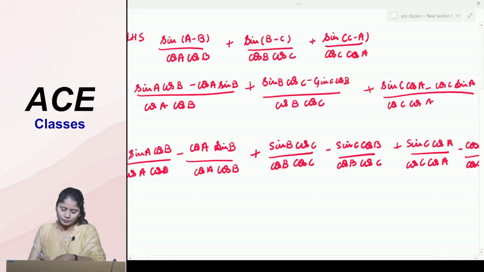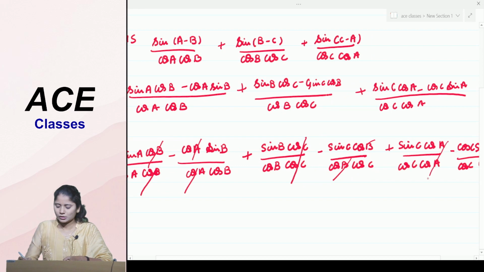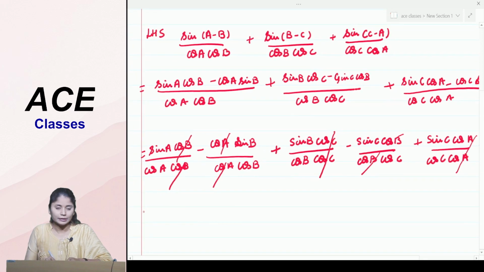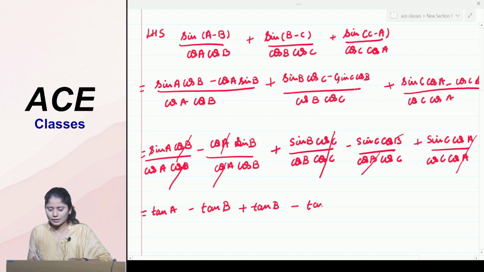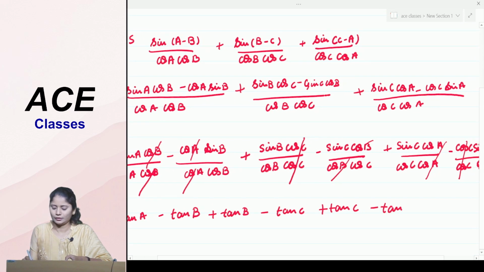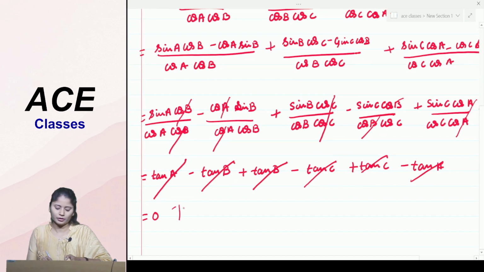Okay, check here. Cos B will get cancelled. Cos A will get cancelled. Cos C will get cancelled. Cos B will get cancelled. Here cos A will get cancelled, and here cos A will get cancelled. So sin A by cos A will be tan A. Sin B by cos B will be tan B. So plus tan B minus tan C, and this is plus tan C minus tan A. When you observe this, plus tan A minus tan A will be 0, plus tan B minus tan B will be 0, plus tan C minus tan C will be 0. So you have got your RHS.